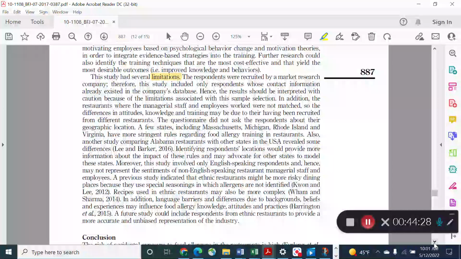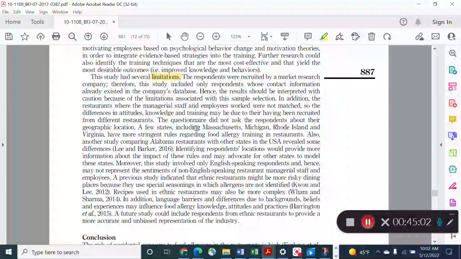And so here they talk about how the participants were recruited by the market research company, which is Qualtrics. And they used this group because they felt like it would cast a broader net, so to speak. And it probably did, but it is limited to only those people who Qualtrics had their information for. And so that's considered a limitation.